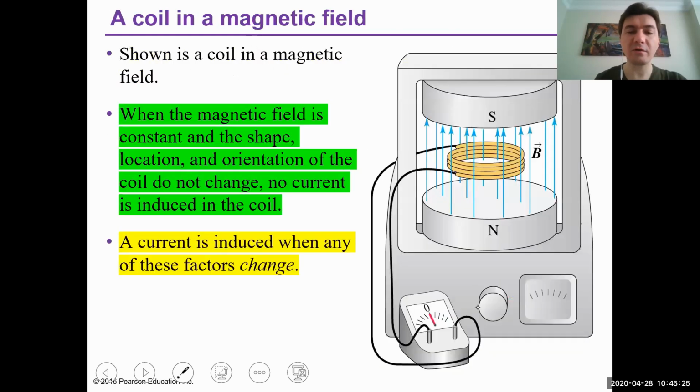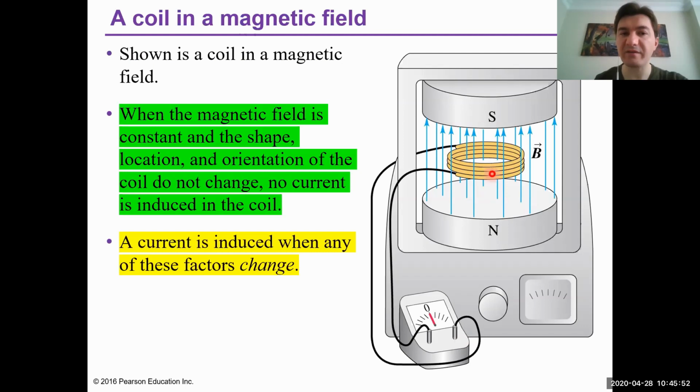So now let's continue with another type of experiment. Here we have a coil in a magnetic field. This is the magnetic field source. This is the N pole of the magnet. This is the S pole of the magnet. And here we have a coil, okay? And both ends of the coil are connected to the ammeter or galvanometer, let's say, okay?